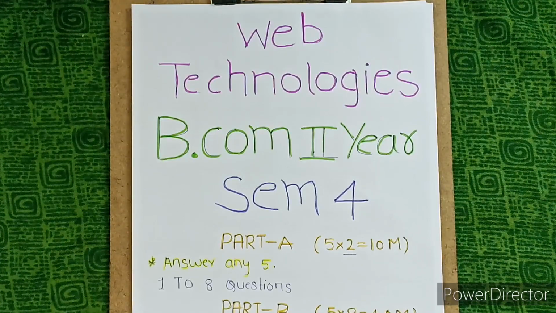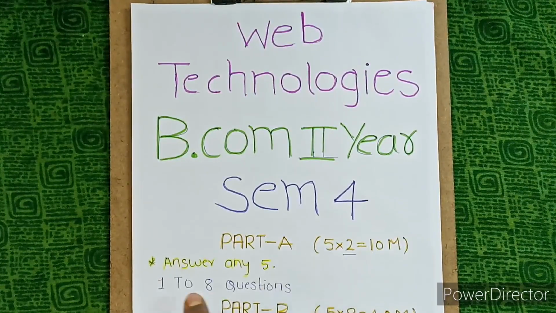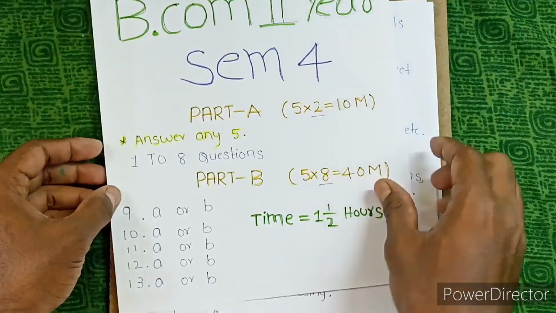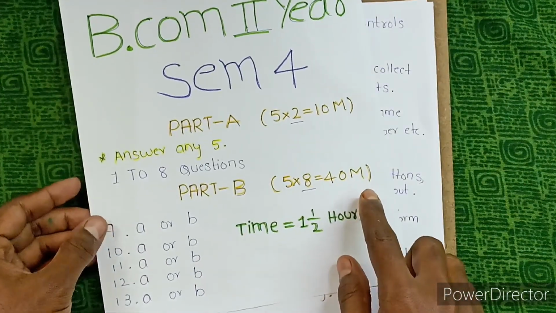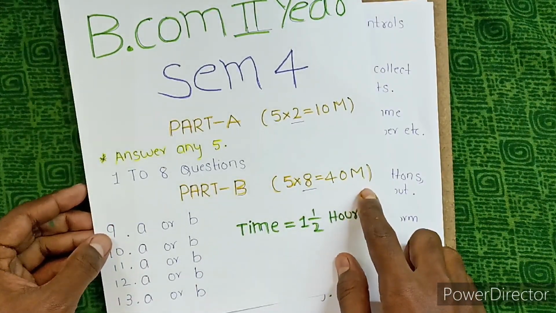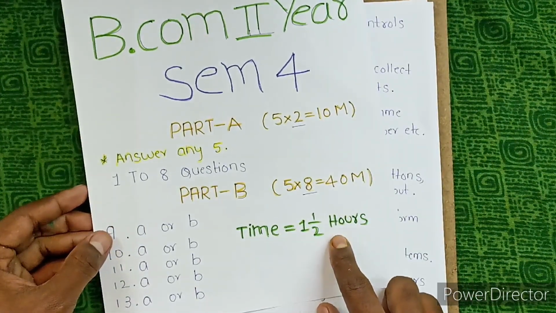In this video we will discuss web technologies, BCom computers second year 4th sem important questions concept wise. In part A we will get questions 1 to 8. Each question carries 2 marks. In part B there will be internal choice, questions 9, 10, 11, 12, 13. Part B carries 8 marks for each question. The time duration will be 1.5 hours.